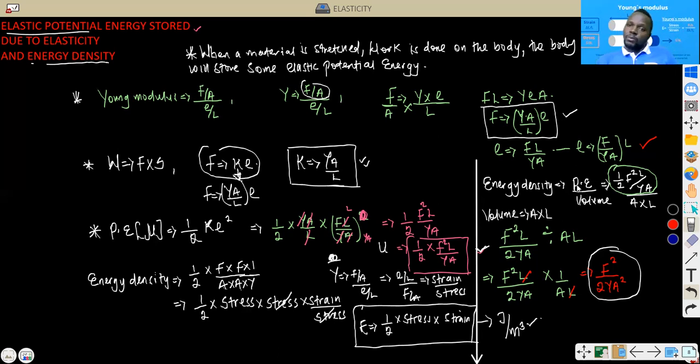Please, it is very important also to know the SI unit. It's even simple. Potential energy per unit volume: volume is meter cube, energy is measured in joules. So joules per meter cube is the SI unit of energy density. And this is where we are going to stop.